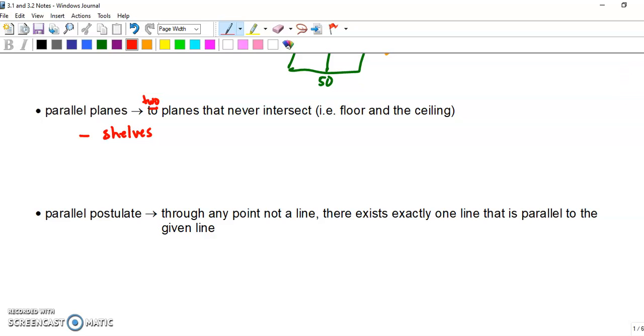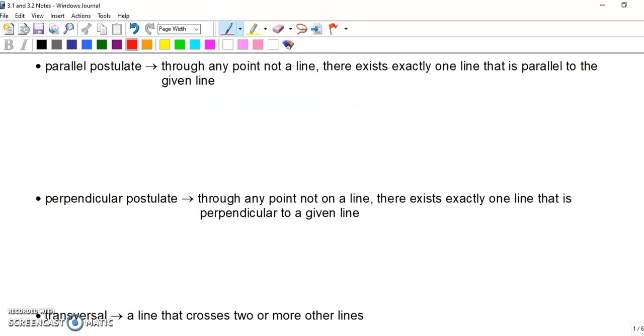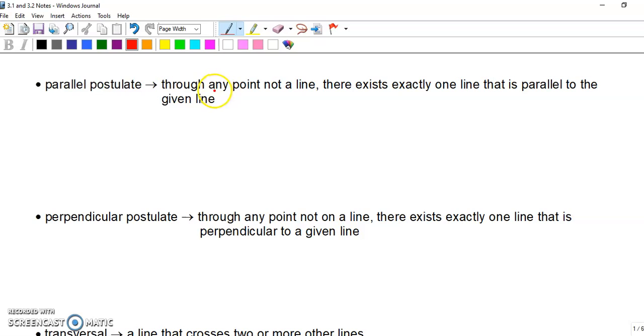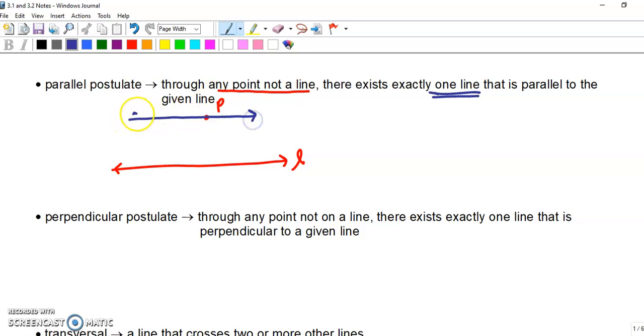So, the parallel postulate. The parallel postulate says that through any point not on a line. Okay, so we've got a line. We've got point P not on that line. There is only one line that I could draw through point P that is parallel to line L. Okay, that's the only one I could draw. I can't draw any others that are also parallel.